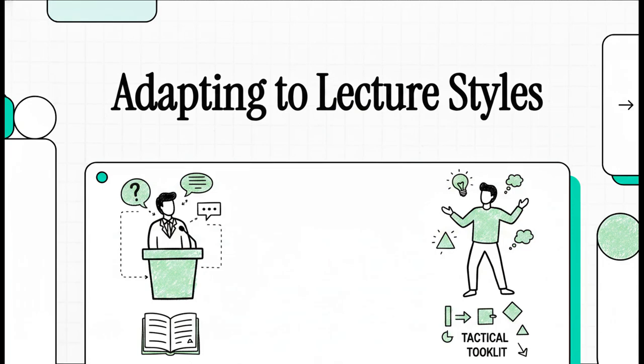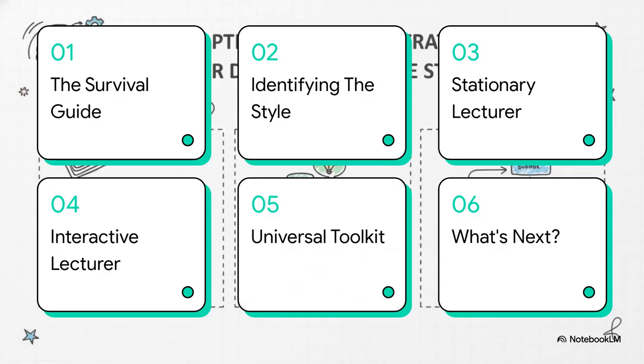Welcome back, everyone. We're diving right into today's explainer, and we are focusing on an absolute game changer for surviving the academic world. We're unpacking Lesson 50, adapting to different lecture styles. So whether you're dealing with a professor who literally never leaves their podium, or one who's constantly throwing questions at you, we are going to build a tactical toolkit to make sure you capture exactly what you need every single time. Here's our roadmap for today.